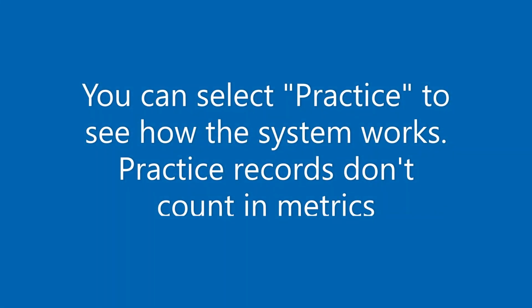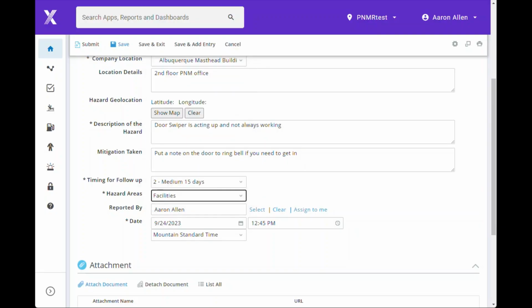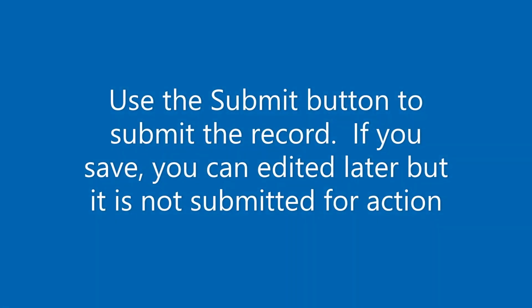You could also select practice if you just want to play with the system. Practice records don't count in metrics, and I will process them as closed once I see them. It's a good way to see what the emails all look like. In our case, we're choosing facilities, and Aaron Allen is the person we're using for our sample.